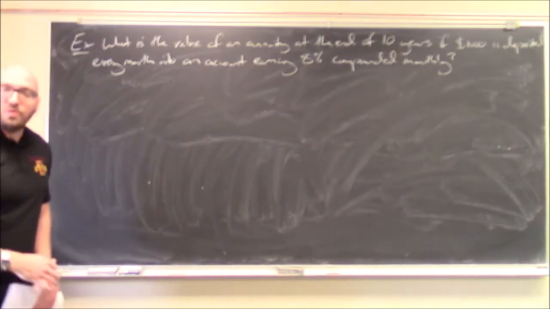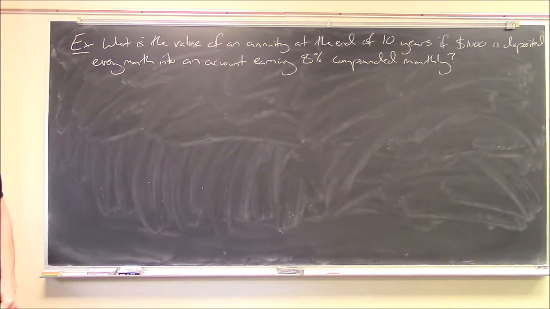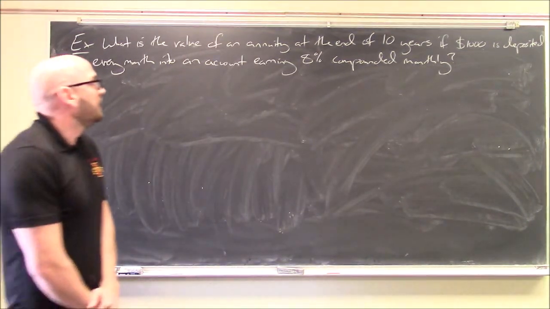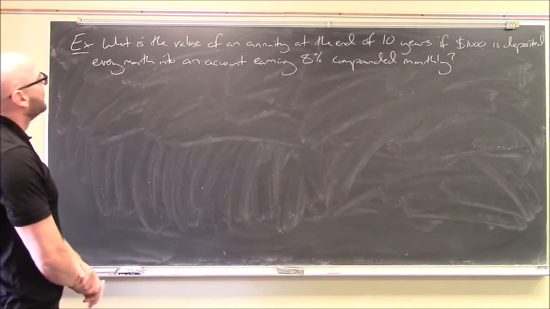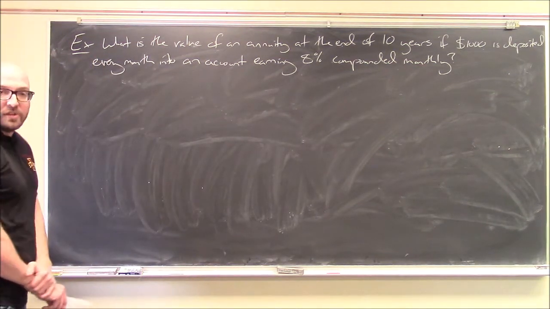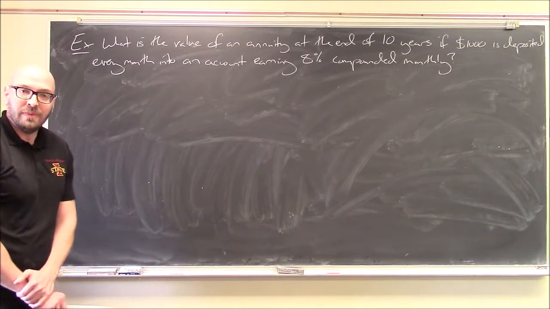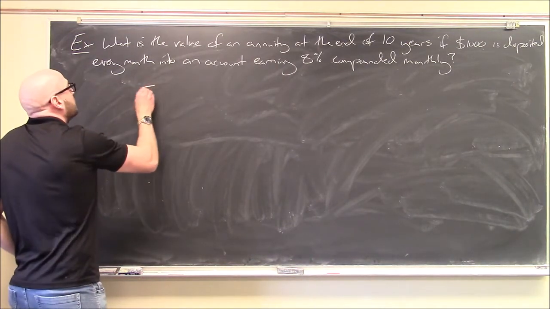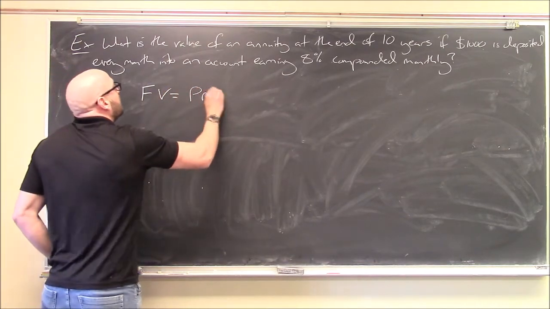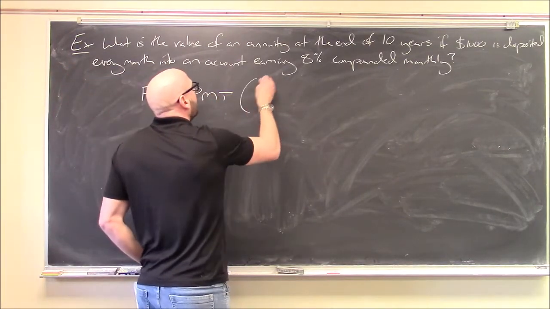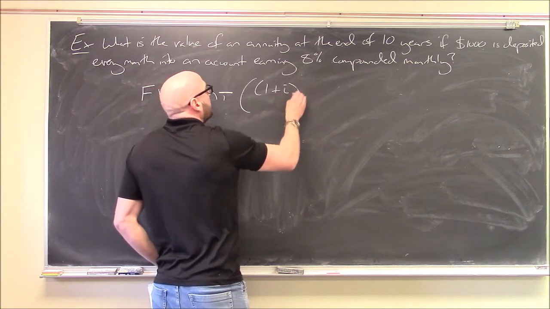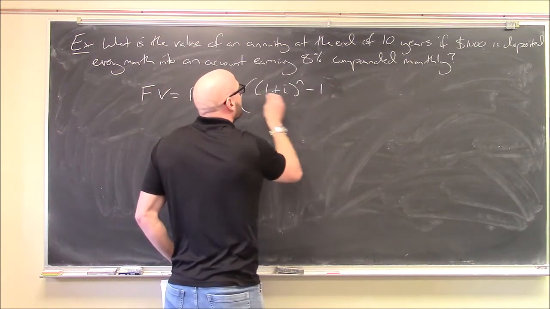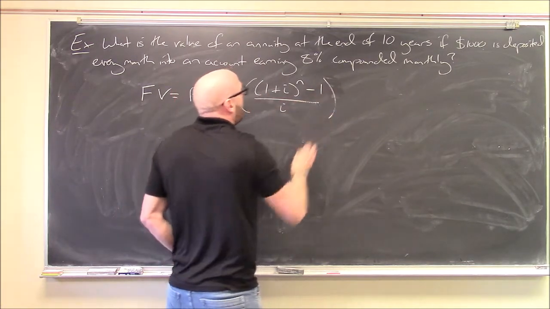So our first example is one just like the one we were looking at the beginning of this class, which is what's the value of an annuity at the end of 10 years if $1,000 is deposited every month into an account that earns 8% compounded monthly. So what do we have to do? Well, we just have to use our future value formula. So future value is PMT times 1 plus i to the n minus 1 all over i.